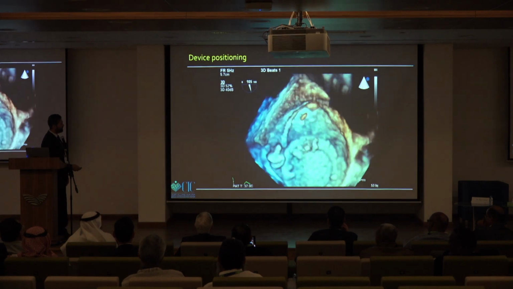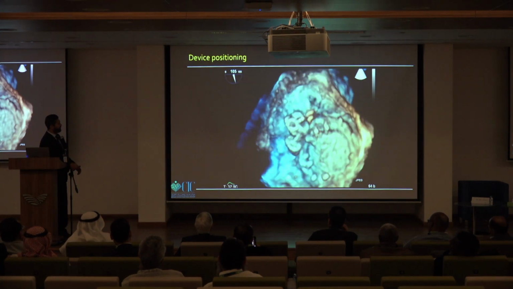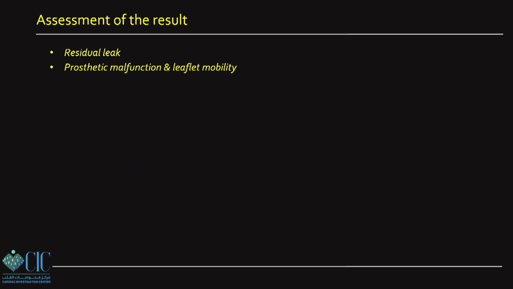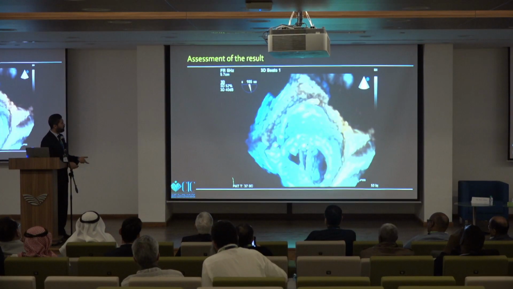Freeze. So this is the final result for this particular patient. Assessment of the result, two main things. Actually, I should put this one in the beginning. So prosthetic malfunction and leaflet mobility. This is the most important thing. Safety is first. And then after that, is there any residual leak or not?